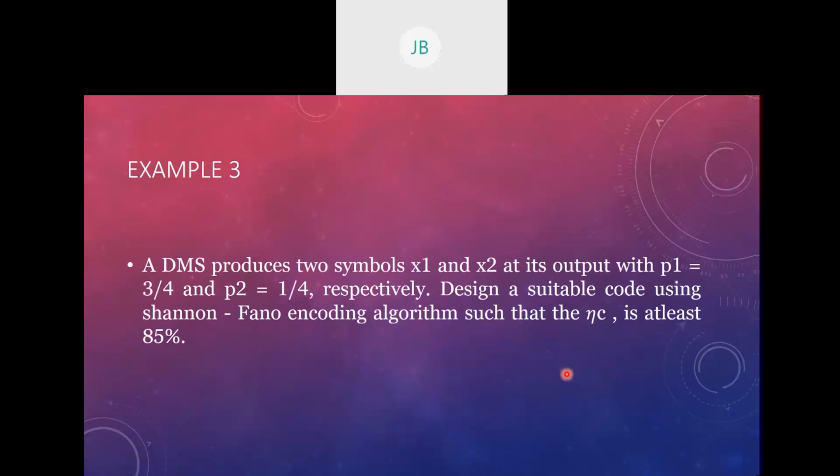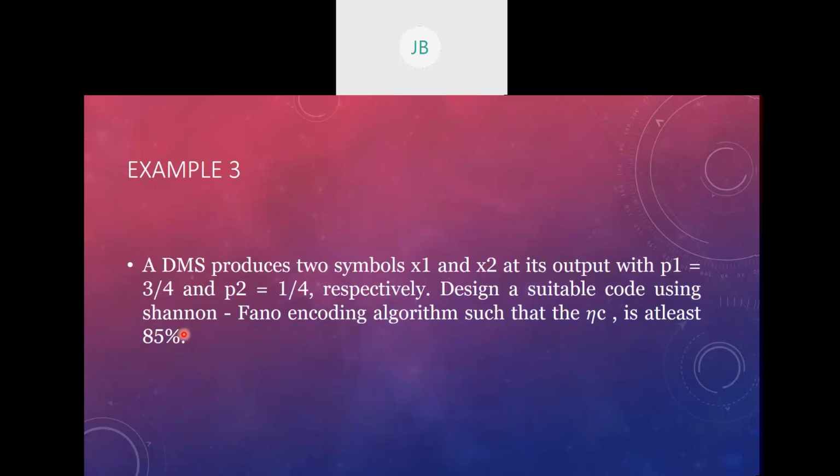Okay, now we'll move on to another example. This says a discrete memoryless source produces two symbols x1 and x2 at its output, with the probability of the first symbol being 3 by 4 and the probability of the second symbol being 1 by 4. Now design a suitable code using the Shannon-Fano encoding algorithm such that the efficiency is at least 85%.